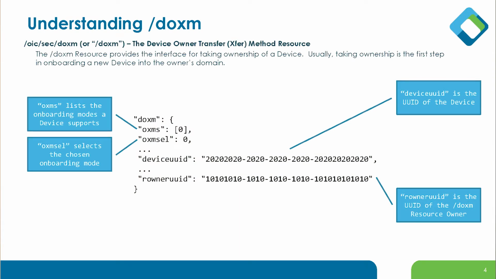So a little bit of detail on doxm. And you don't need to try to memorize this. This is just giving you an idea so that when you go look at it yourself, you'll have a better understanding. But basically, we have a property which enumerates the onboarding methods that the device supports. We have a property which selects which of those methods to use. We have the ID of this device. So the device UUID is the ID of the device that this resource is on. And then the ROUUID, as I mentioned earlier, is the ID of the owner of this device.